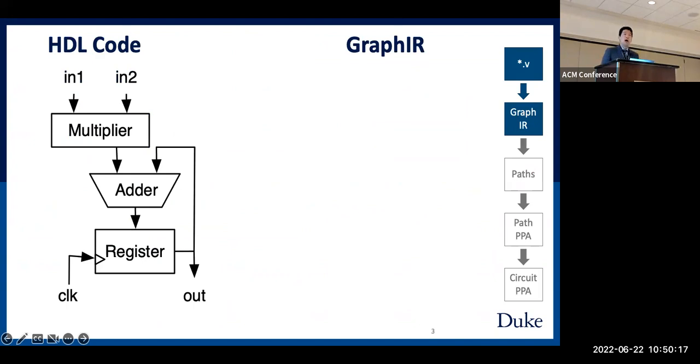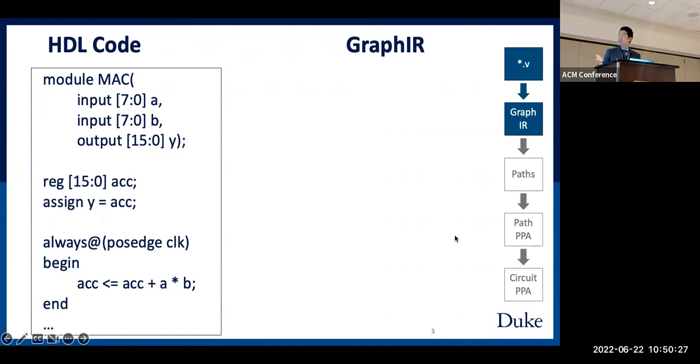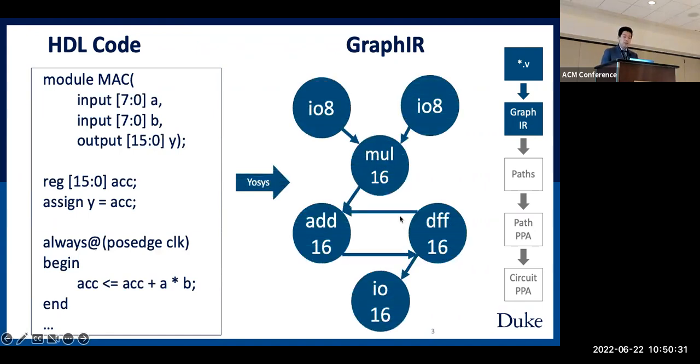To show what our work accomplishes, let's walk through a small demonstration, a multiply and accumulate unit, also called a MAC unit. We started with our design on the left. In this case, it's written in Verilog HDL. It can be converted into a graph intermediate representation using YOSYS, which is an open source synthesis suite.